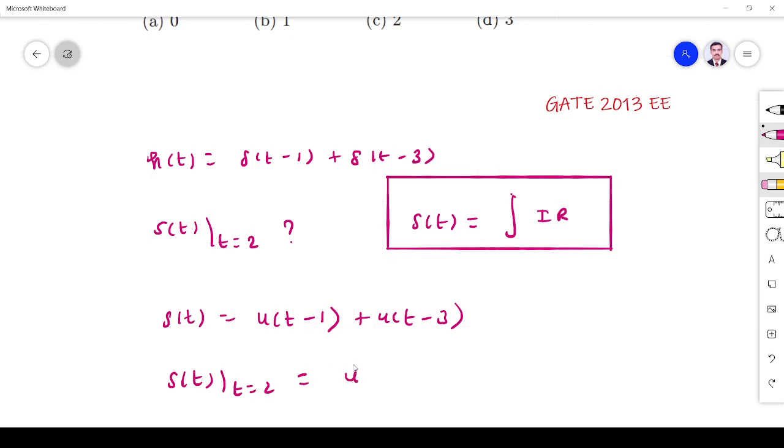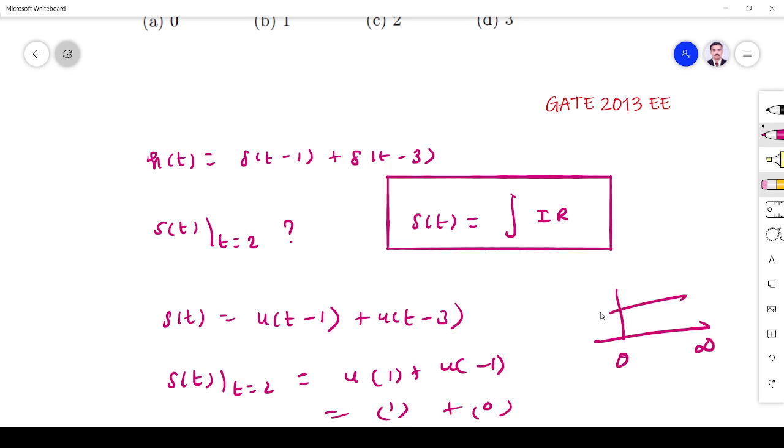So that is equal to, t = 2 means u(1) plus u(−1). We know u(1) is 1 and u(−1) is 0, because u starts from 0 to infinity with value 1. So u(1) will be here, −1 will be here. So this is 0, this is 1.